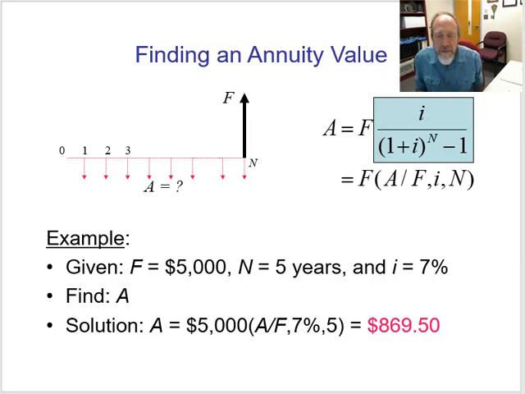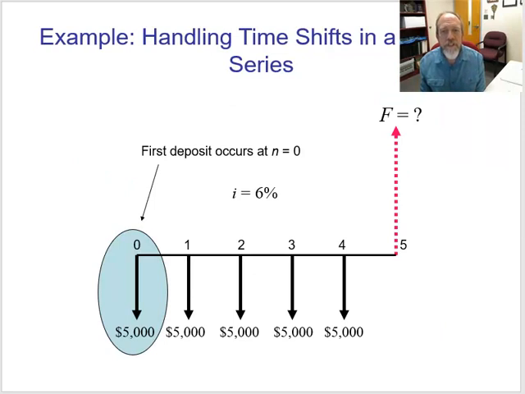These are the ways that you deal with money. Equal payments, a value at the tail end, which is the future value, a value at the beginning end, which is the present value. So here's a situation that can occur. Handling time shifts in a uniform series. I just wanted you to be prepared for this one.